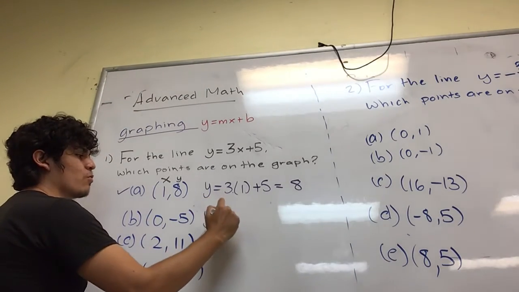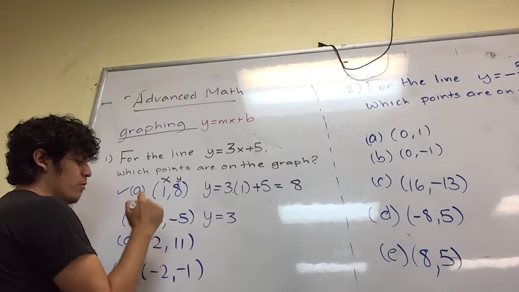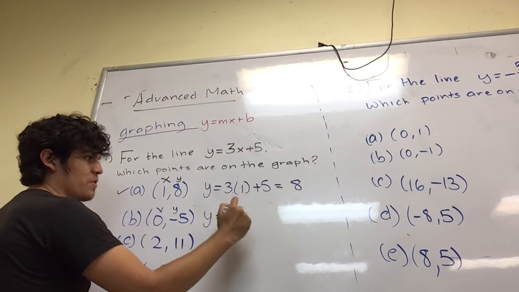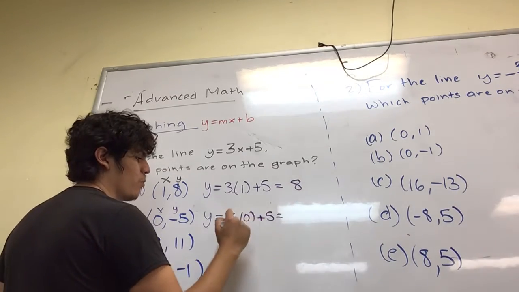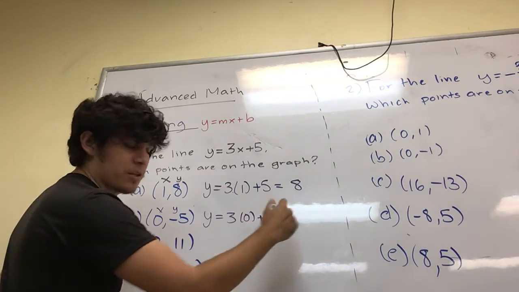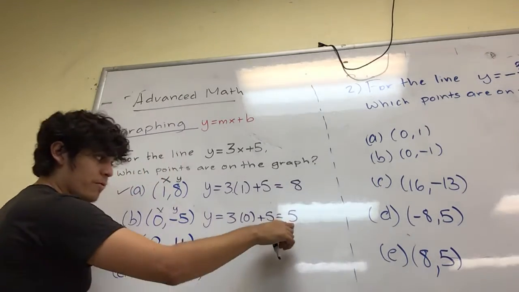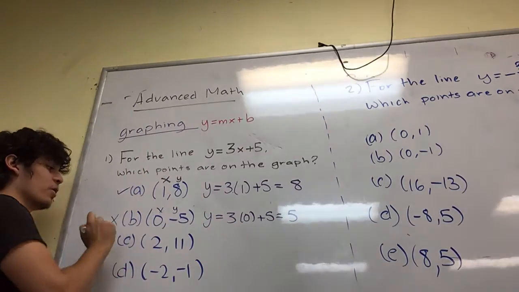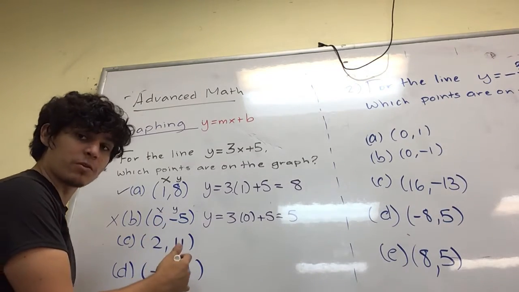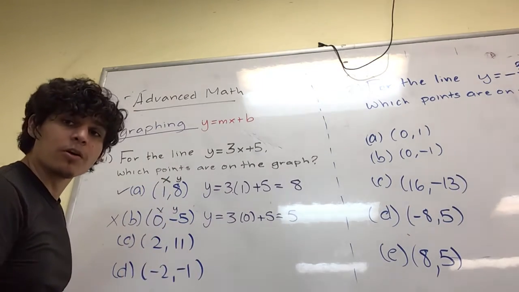Let's check the second one. Y is equal to 3 times, what's my x here? Well, my x is obviously 0, plus 5, and what's 3 times 0? That's 0, plus 5 is 5. Positive 5. Is that the same thing as this? No, it's not. So this is not part of the graph. Let's go ahead and look at the next one, okay? And you're going to do this for all of these points.